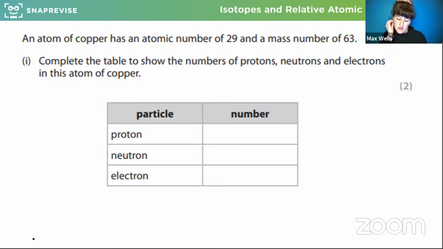Okay, so an atom of copper has an atomic number of 29. Again, I'm just going to highlight this key information, and a mass number of 63. Complete the table below to show the number of protons, neutrons, and electrons in this atom of copper. Anybody want to have a go? Pop it in the chat. Can you work out the number of protons, neutrons, and electrons in this atom of copper? You might need to do a little bit of maths if you haven't already.